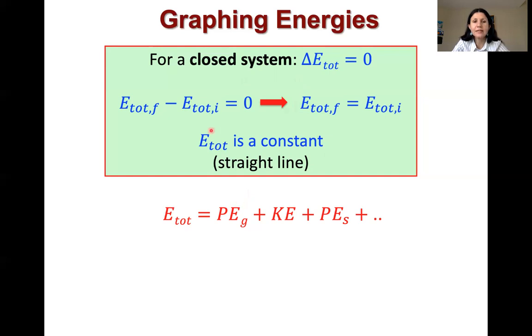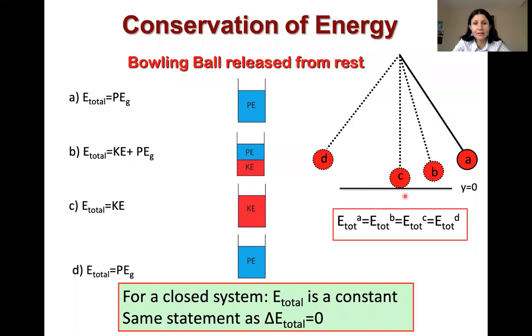Okay, so what is this total energy? Well, it could be a sum of any of these energies we've introduced so far: gravitational potential energy, kinetic, spring, thermal, and so on. So we will look at some examples shortly, and specifically what we're going to focus on is how we plot these energies as a function of time in the entire interval when the system stays closed.